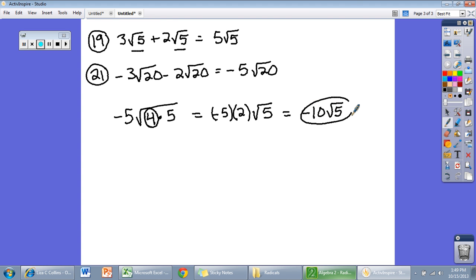Now you can always check these by starting off with your original problem, getting it as a decimal, making sure that it equals the same thing here.